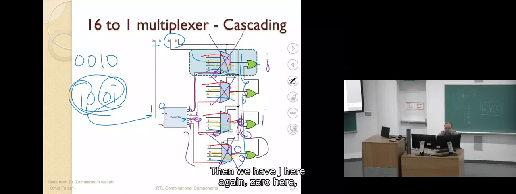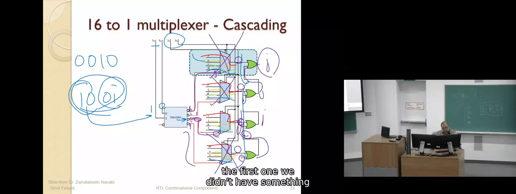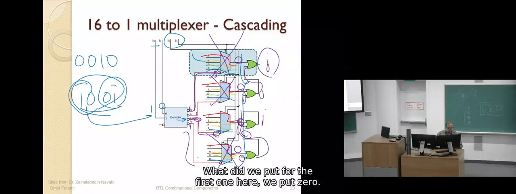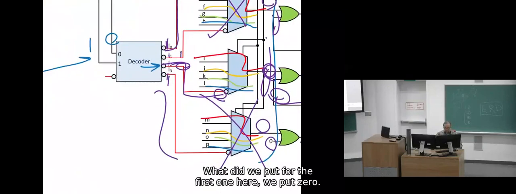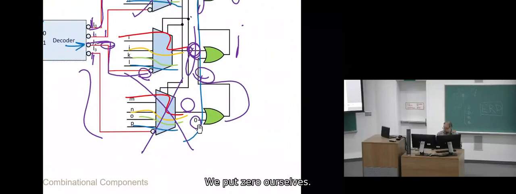Then we have J here, again 0 here. Why 0? Because that multiplexer is inactive. J or 0 becomes J, so J comes here. This is also 0, and J going out. Okay? If you look at this, for the first one, we didn't have something coming from the other component. What did we put for the first one? Here. We put zero. We put zero ourselves. So this one is not coming from any place.